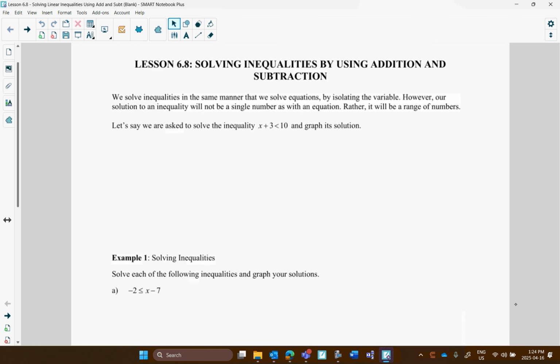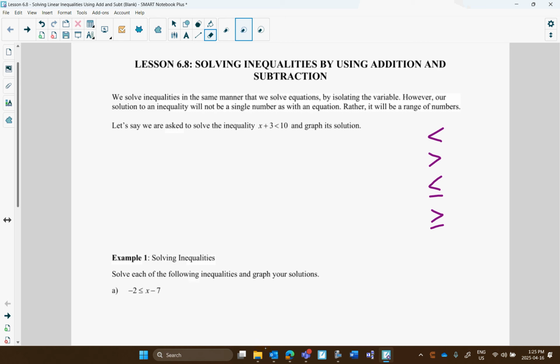Okay. Last lesson, we talked about inequalities. And remember what inequalities are. They're like equations, except they're different symbols. So remember, we had these 4. What does this one mean? Less than or equal to. What does this one mean? What does this one mean? And this one? Good.